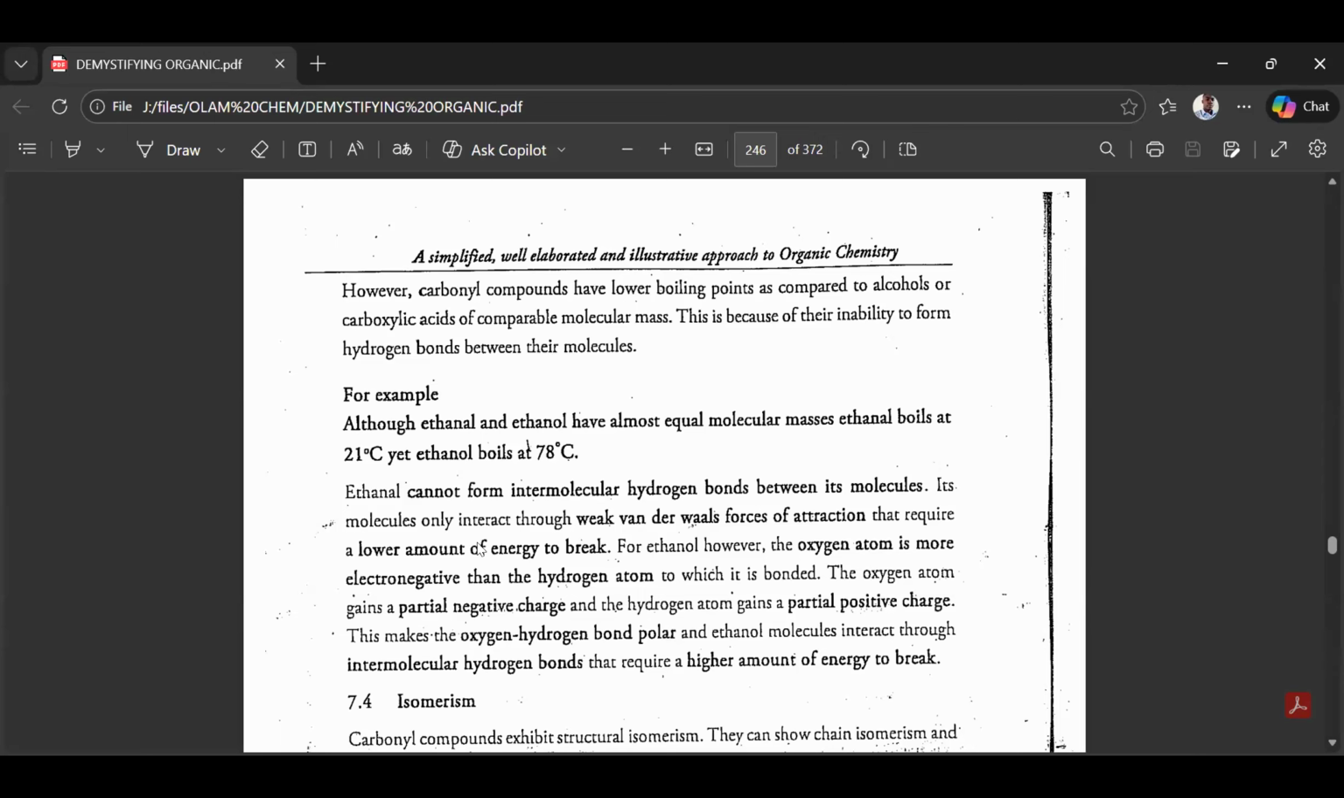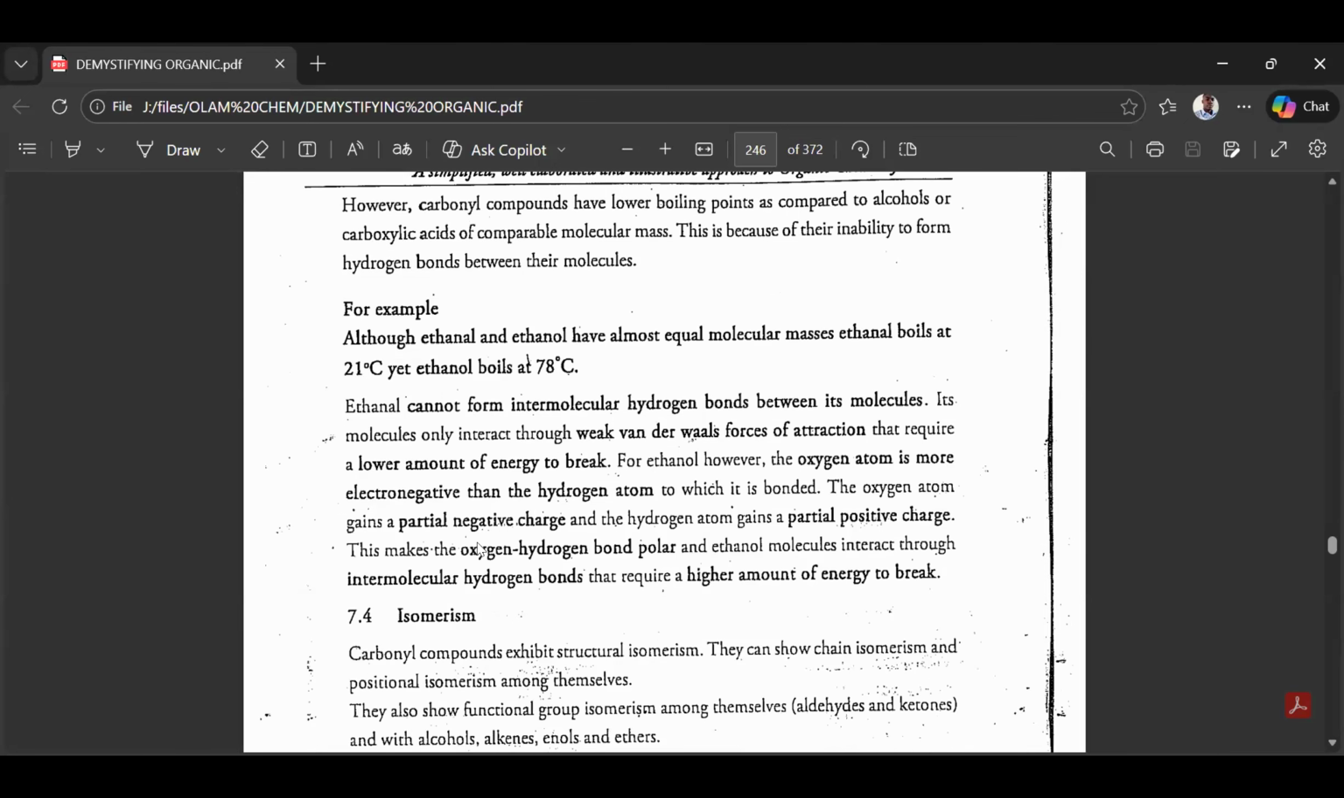So if you are explaining the physical property of boiling point in carbonyl compounds, you should bring in the concept of intermolecular hydrogen bonds, which is a result of the polar bond in carbonyl compounds. That polar bond can easily form those intermolecular hydrogen bonds, and they are not easy to break, or they require a lot of heat to break.